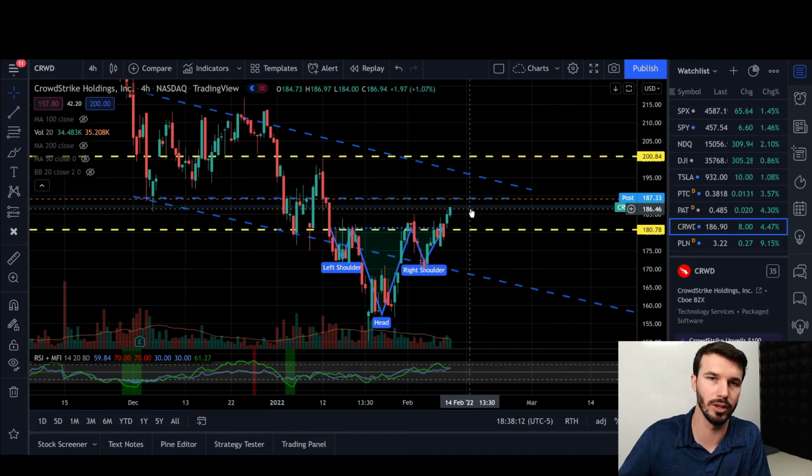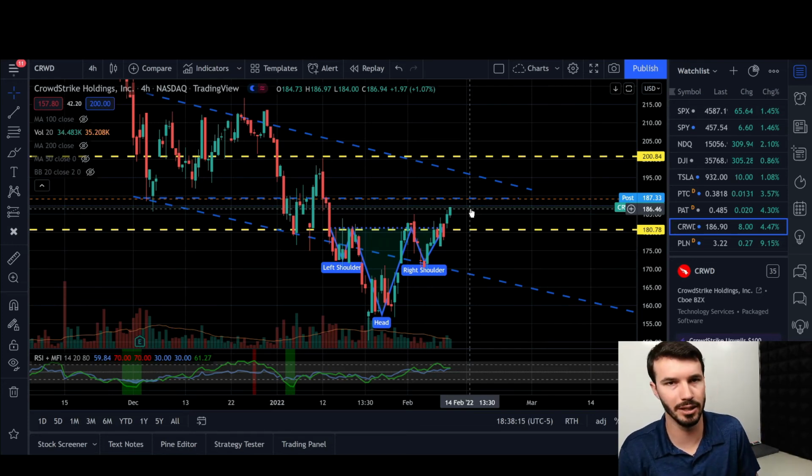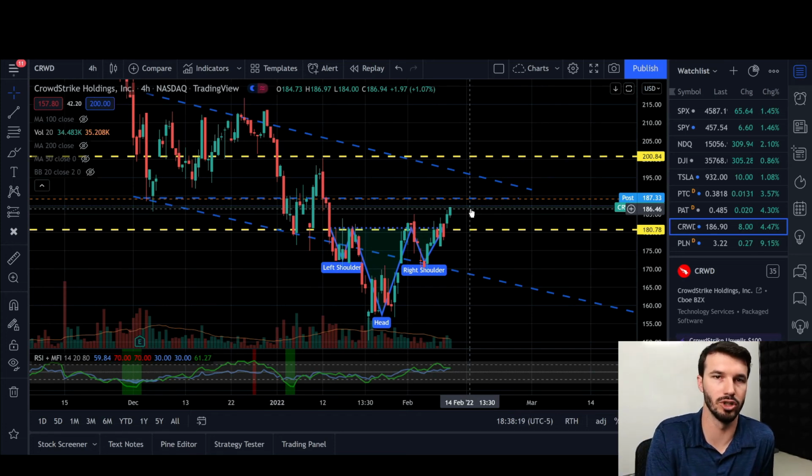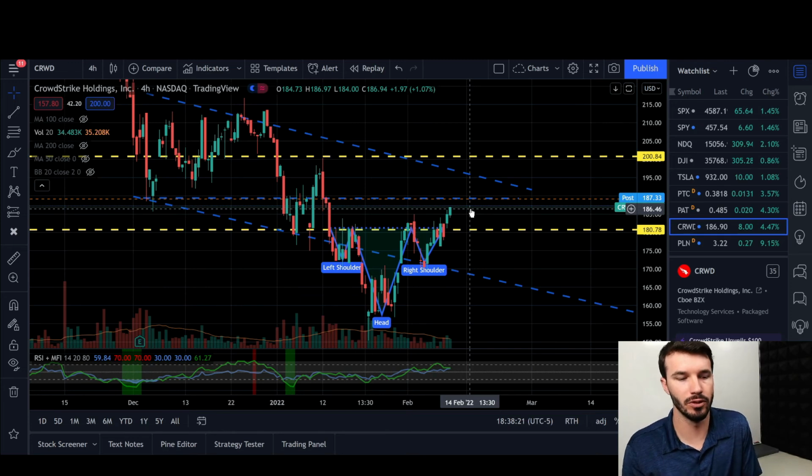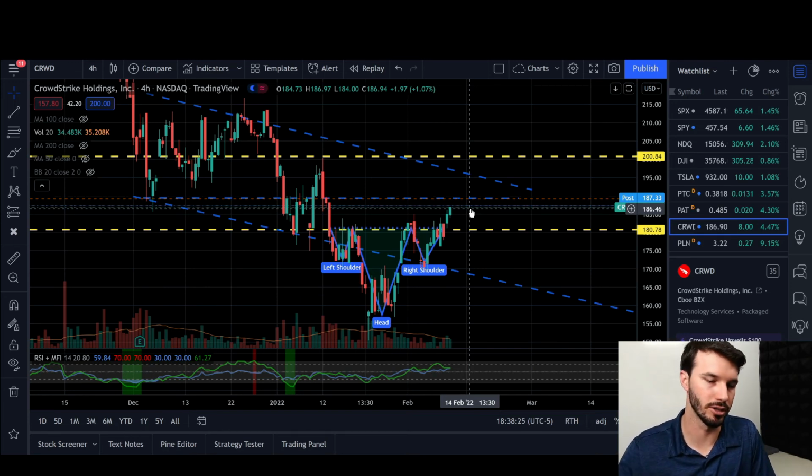Obviously, we're a few weeks away from earnings. We have CPI data that could come out tomorrow and just destroy the market, and this could just push the stock down. But from purely a technical analysis standpoint, definitely a bullish sign for the stock. So I just thought I'd share that with you guys. I noticed that and wanted to do a quick analysis there.